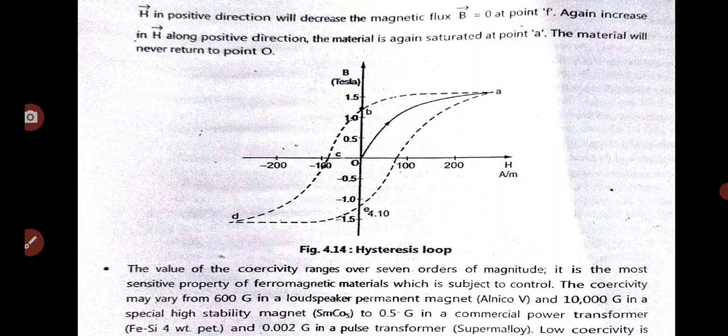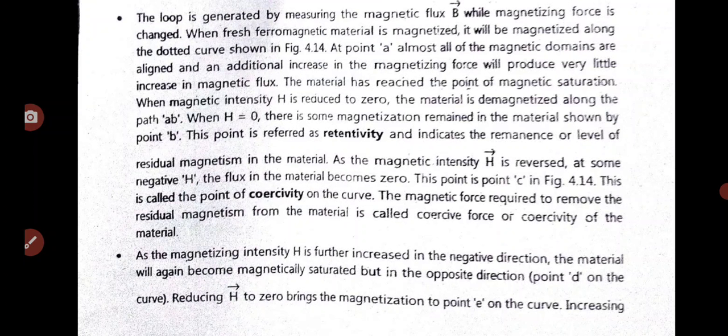Okay, retentivity. Consider that some magnetization remains in the material, shown by the point B. This point B is considered the retentivity. And if the magnetic intensity H is reversed to some negative H, the flux in the material becomes 0. The point C, which is known as the coercive point, is the coercivity.